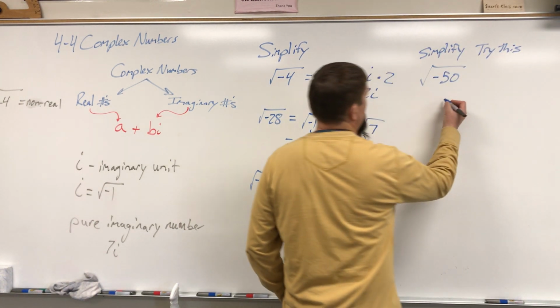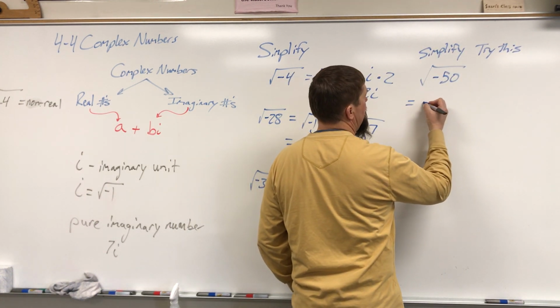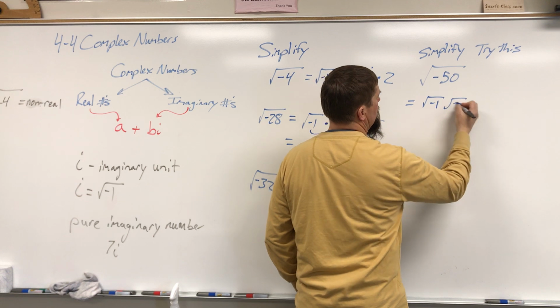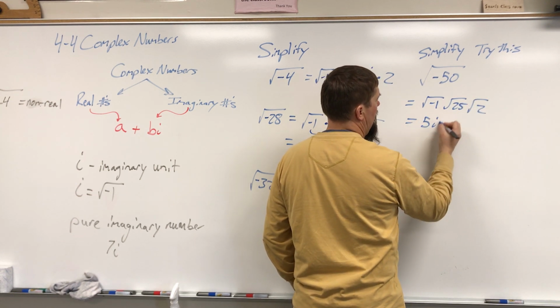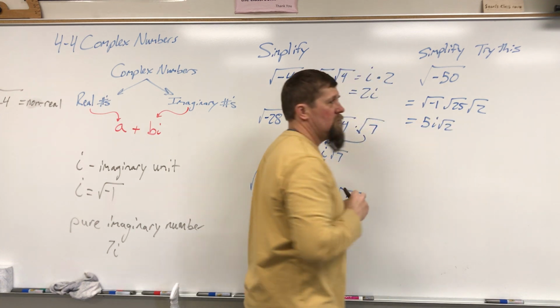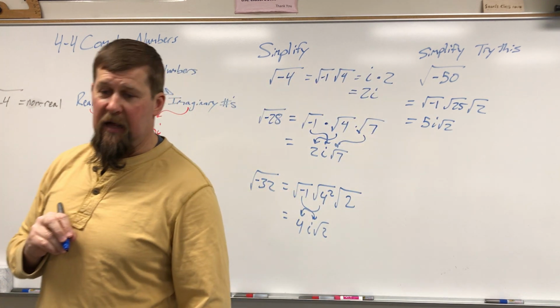So the square root of -50, you should have the square root of -1, the square root of 25, and the square root of 2. So this answer should be 5i square root of 2. Anytime you have the square root of a negative, it comes out as i.